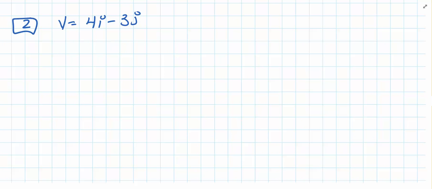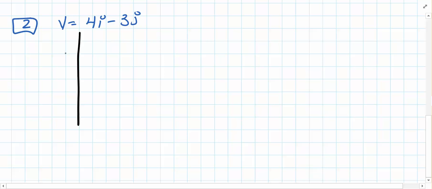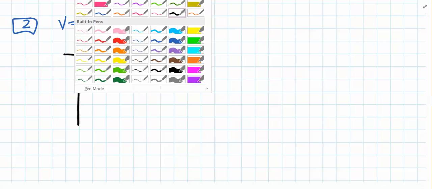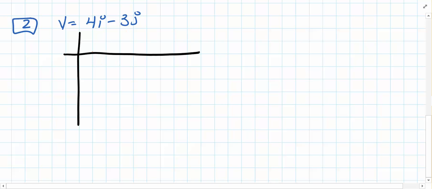All right, 4i minus 3j. Again, we're going to try and find the unit vector in the direction of 4i minus 3j. So we're going to start by drawing a graph. All right, and this vector goes 4 over, 1, 2, 3, 4, and down 1, 2, 3. So we're looking like here is the vector that I'm trying to describe. I'm going to call this vector v.